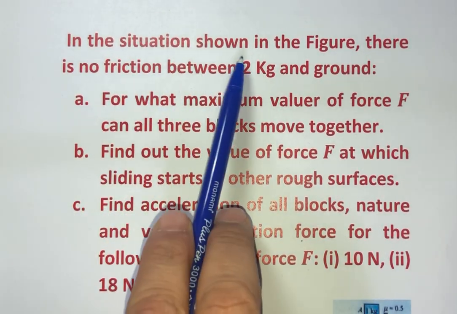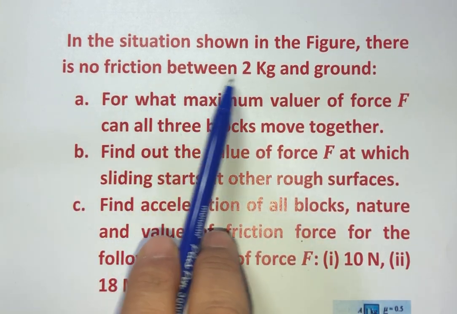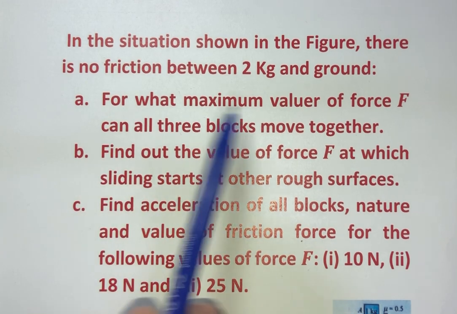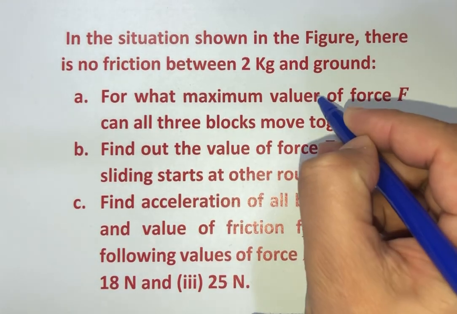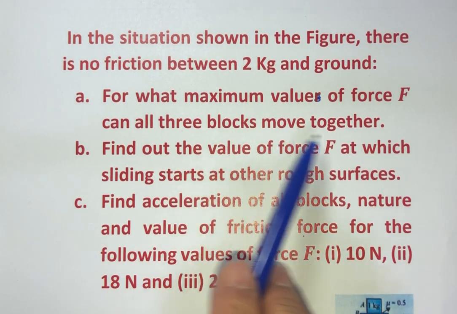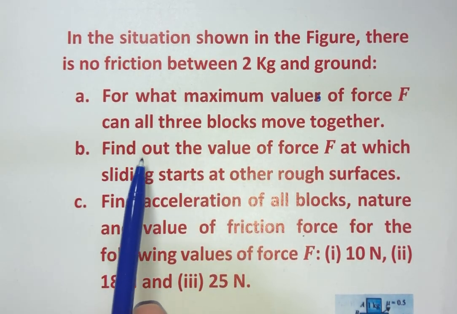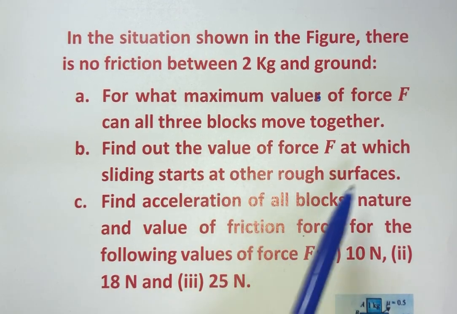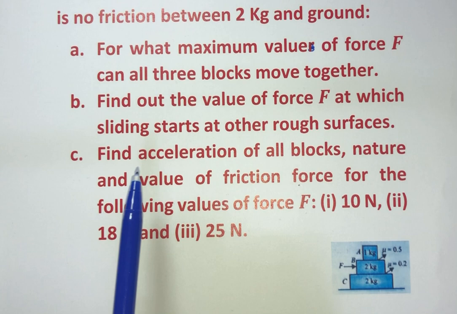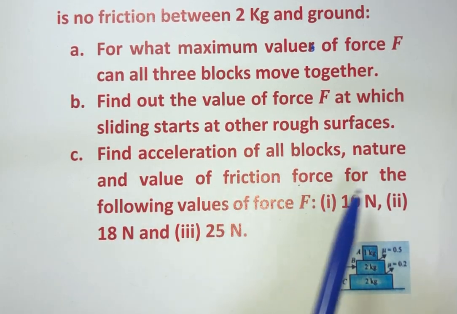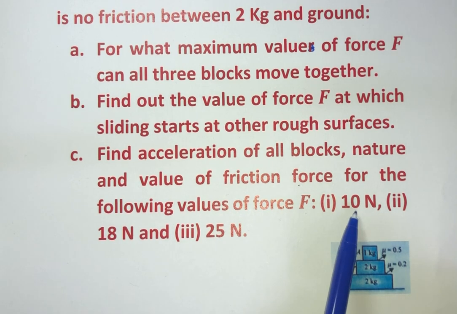In the situation shown in the figure, there is no friction between the 2 kg block and the ground. So we have three parts. A: For what maximum value of force F can all three blocks move together? B: Find the value of force F at which sliding starts at the other rough surfaces. C: Find the acceleration of all blocks, and the nature and value of the frictional force, for the following values of force: 10 Newton, 18 Newton, 25 Newton.